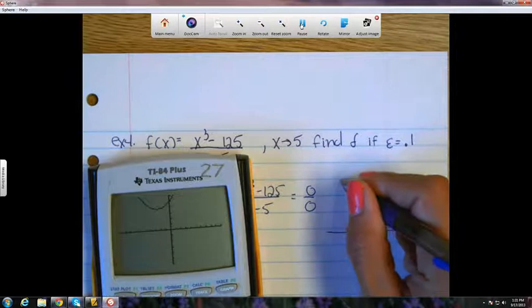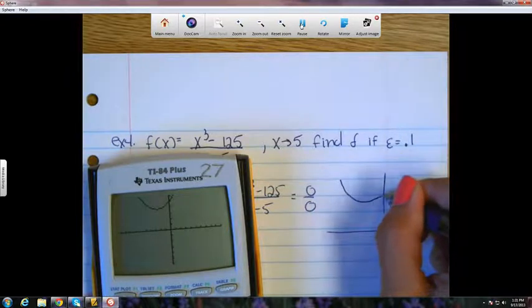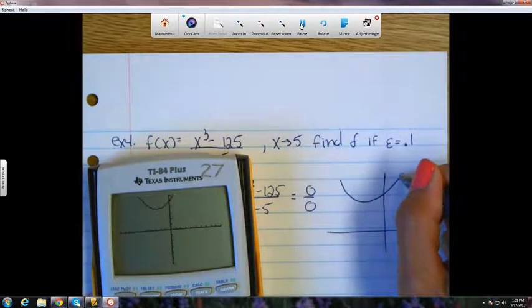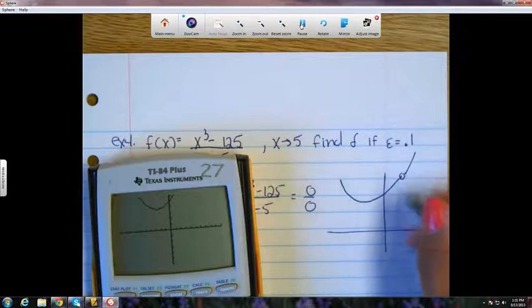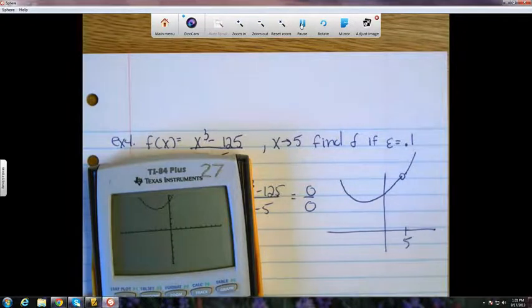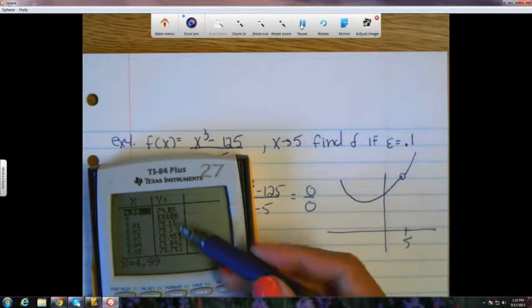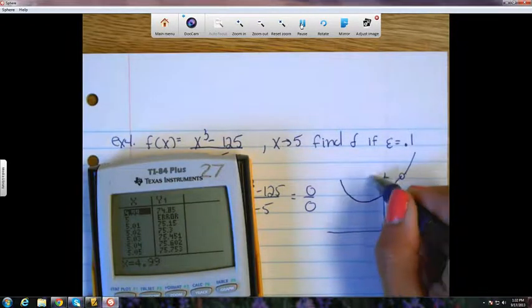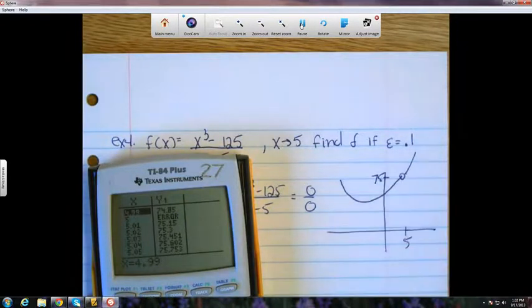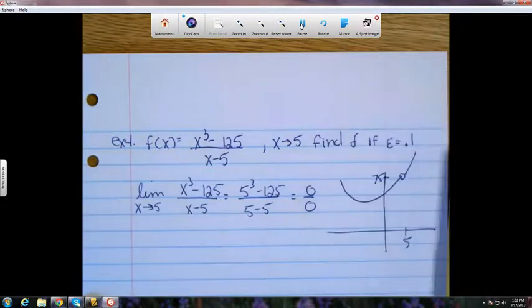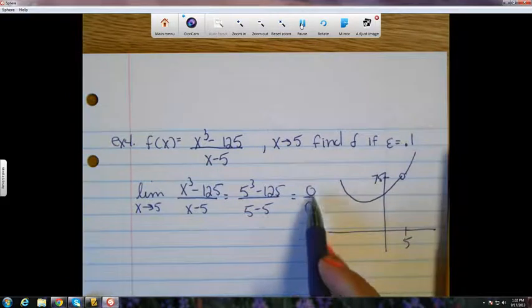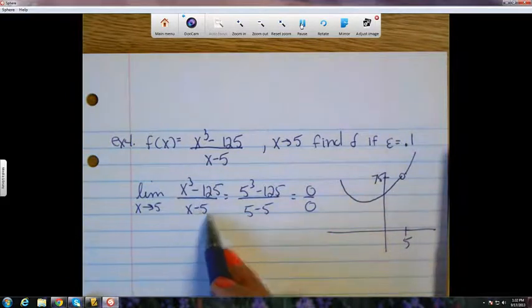It looks like this, and as it approaches 5, there's a hole in the graph. If you want to see what that might be, put it at 5. And it's looking like the y's are jumping over 75. We'll see. We have to do it all algebraically, though. Because we got the 0 over 0, we have to do the factoring. So we'll do the long division.